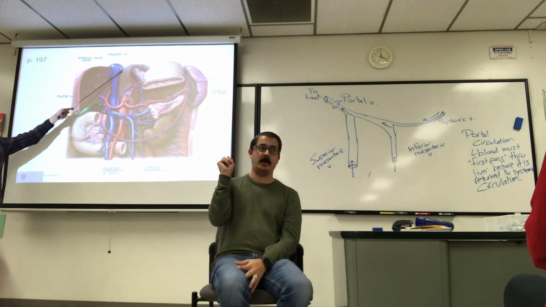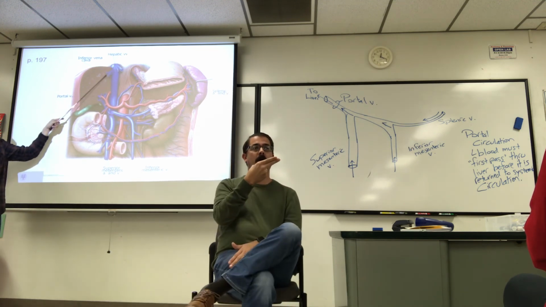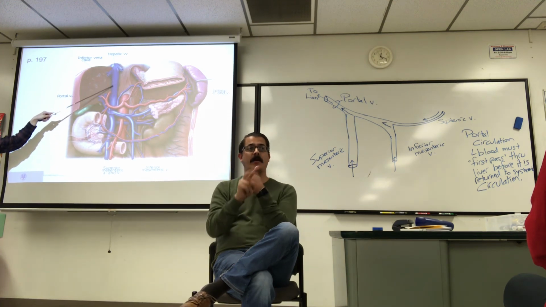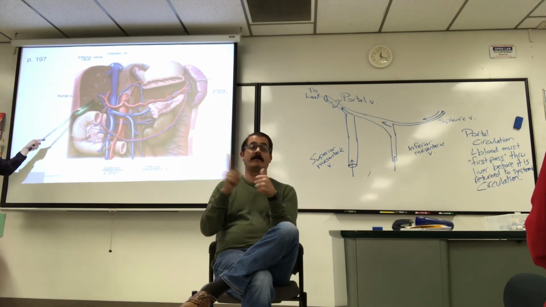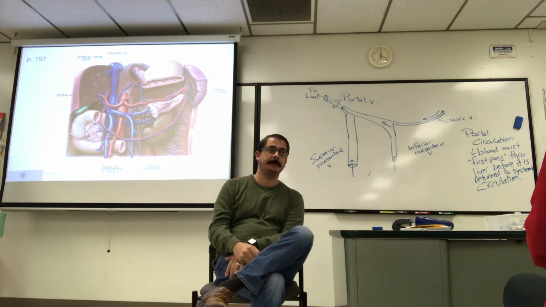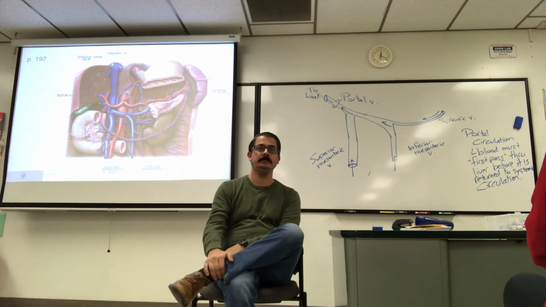All of these are portal veins, hepatic veins. And there's the inferior vena cava right there. So you first pass through the liver, you go in here, then out there. That's your liver, a big filter.